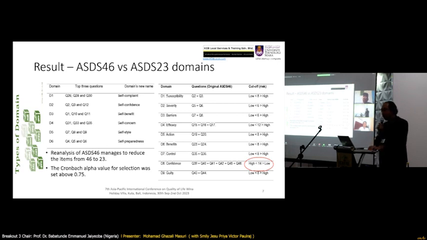Okay, so the Cronbach's alpha value. Mr. Masuri, you have a minute more, please. Pardon? You have 1 minute. Okay, all right. The alpha value is 0.75. Okay, next, madam.